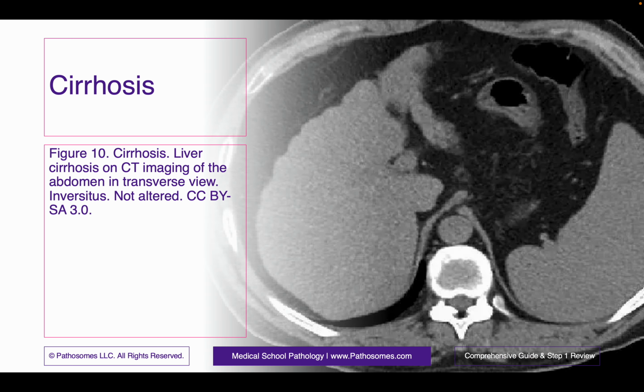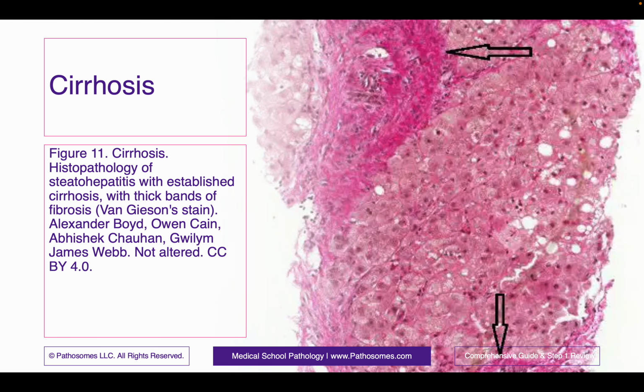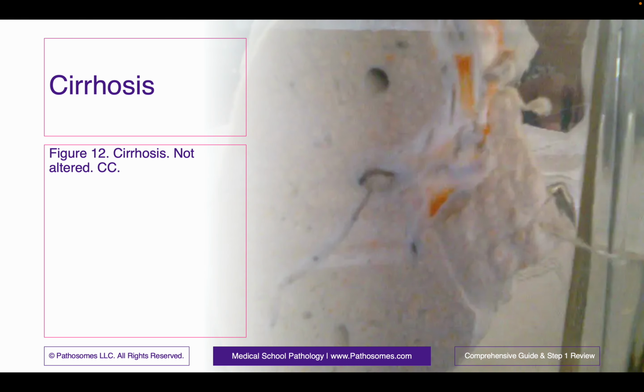And here we have CT imaging from a patient with liver cirrhosis. If you look closely, you can see the nodularity actually on the liver. And here, microscopically, you can see nodularity in a patient with cirrhosis, specifically steatohepatitis. Note the thick bands of fibrosis. And even here, if you look closely, you can see vague little beigeish circles, which goes along with the cirrhosis.